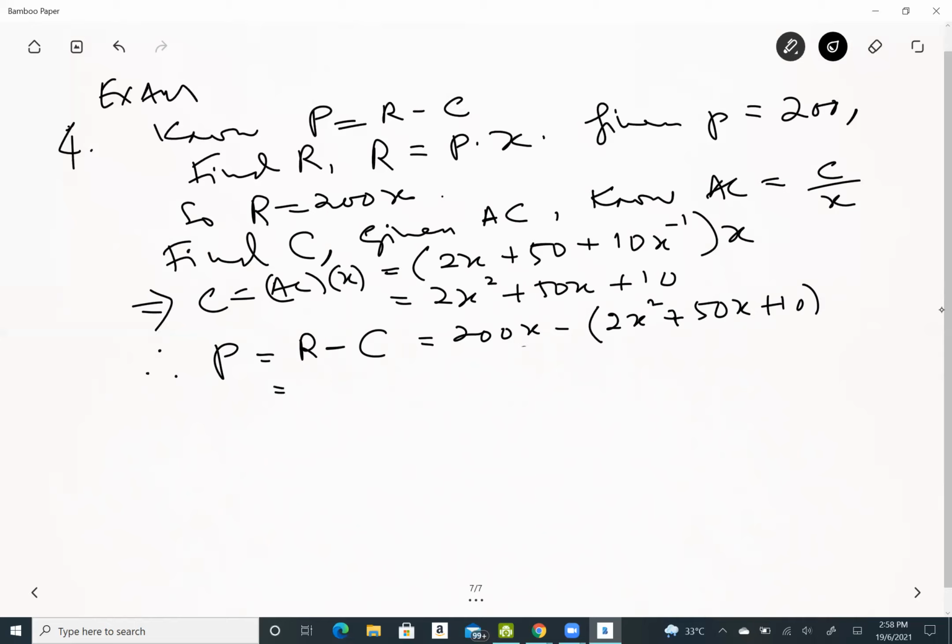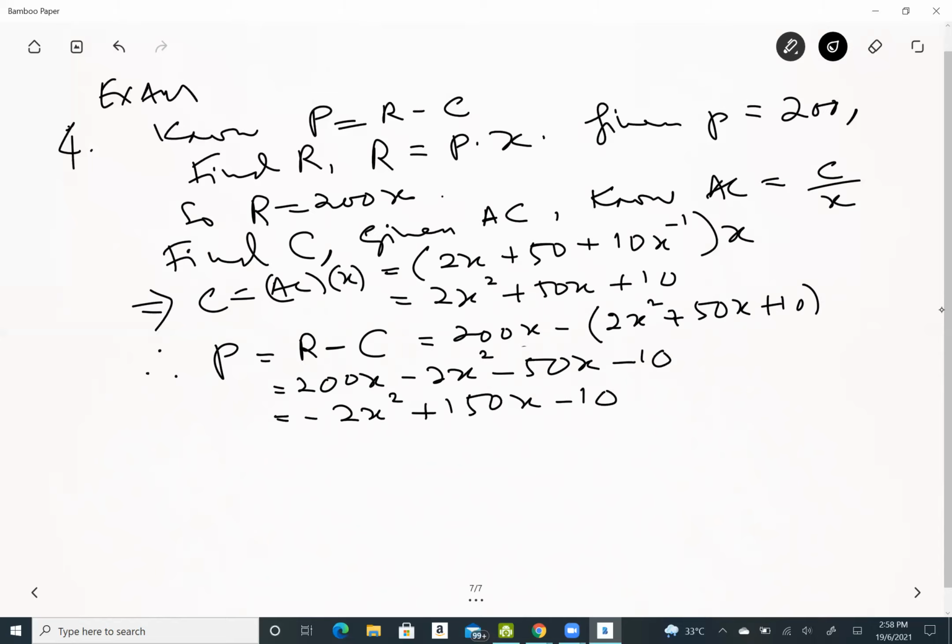And that will be equal to 200x minus 2x squared minus 50x minus 10, and that will be equal to negative 2x squared plus 150x minus 10. So that is our profit.